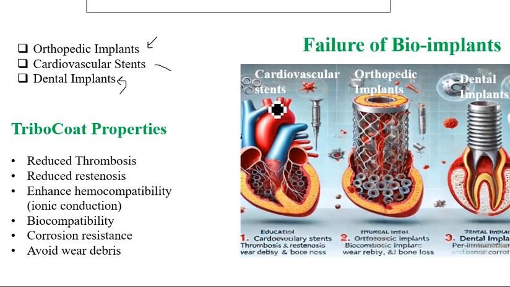For example, cardiovascular stents suffer from thrombosis and restenosis. Thrombosis basically means blood clotting, and restenosis means the re-shrinkage of the stents. The stents are basically used for free blood flow. If the stents shrink again, then that's a problem. And there is hemocompatibility, that is, the compatibility with the blood and other accompanying body fluids. So it also requires ionic conduction and biocompatibility in total.